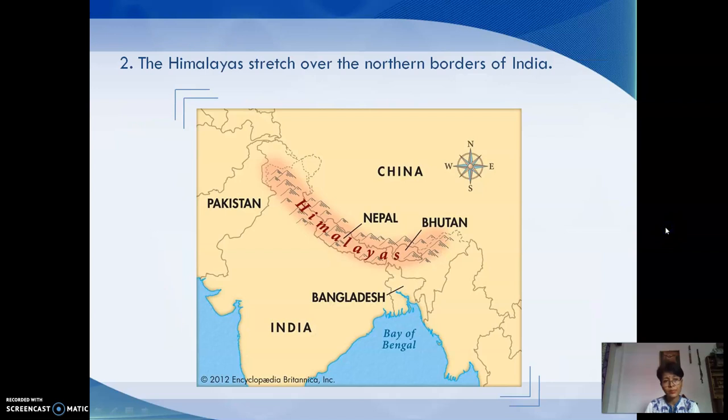And second point, the Himalayas stretch over the northern borders of India. In this map, you have seen the Himalayas, which extend from the northwest to the eastern side, covering the northern part of our country, and actually working just like a border between China and our country.